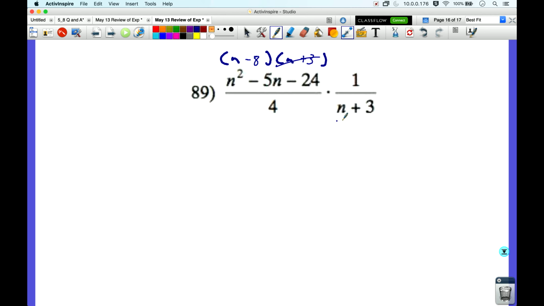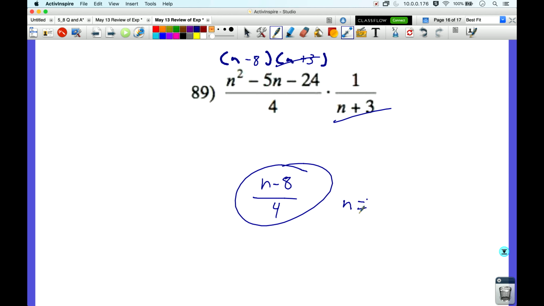And then the n plus 3 can cancel. And now I've just got n minus 8 over 4. And then we still want to say n cannot equal negative 3, just as a reminder that if it did, we'd be dividing by 0, even though this factor canceled out.